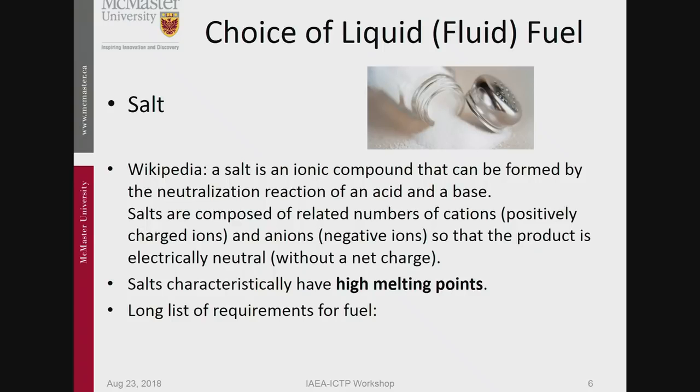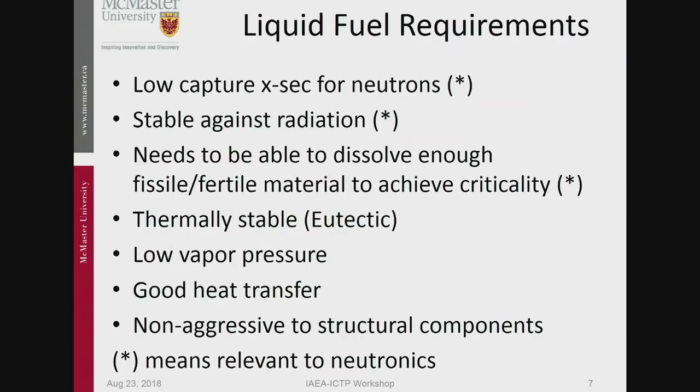So one of the things is that salts have characteristically very high melting points, and that's why they are good. But there is a whole long list of requirements for these salts. So let me write them down. You have seen them before. The ones indicated with an asterisk are the ones that involve neutronics. So you need a low capture cross-section for neutrons. Why? Well, of course, if your fuel is in the salt, then you want a high capture cross-section because the fuel has to capture the neutrons.